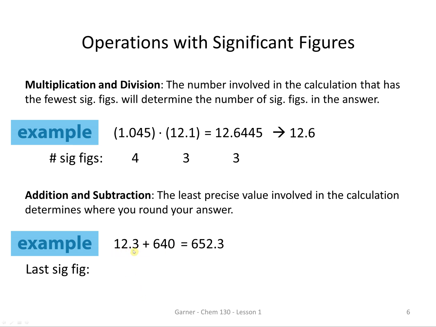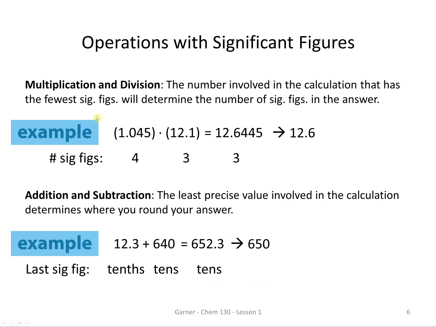In 12.3, its last significant digit is the 3 here, and that's in the tenths place. In 640, its last significant figure is the 4, so its last sig fig is in the tens place. So where I'm going to round my answer is determined by whichever of the values involved in the calculation is less precise. So 640 with its last sig fig in the tens place, that's less precise than the tenths place. So that means I'm going to round my answer to the nearest 10. So I'm going to round 652.3 off to the nearest 10, which is going to give me 650. So don't conflate these two sets of rules.